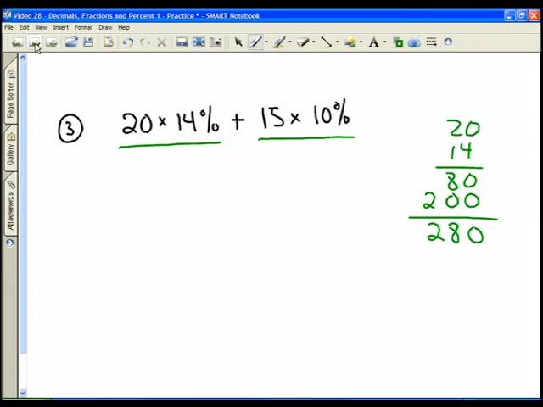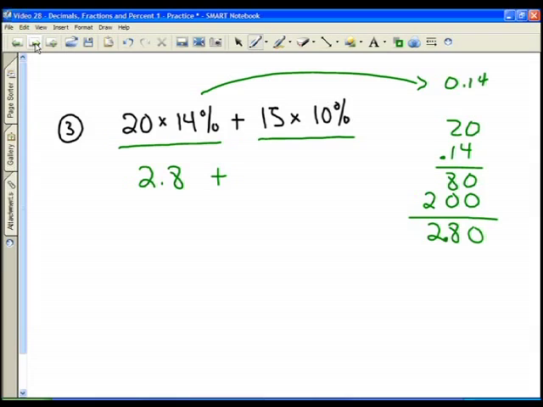and now there was 14%. 14% really, don't forget, 14% really means 0.14. So I really have 2 decimal places in my question, and so I need 2 decimal places, 1, 2, in my answer. So 20 times 14% is 2.8.